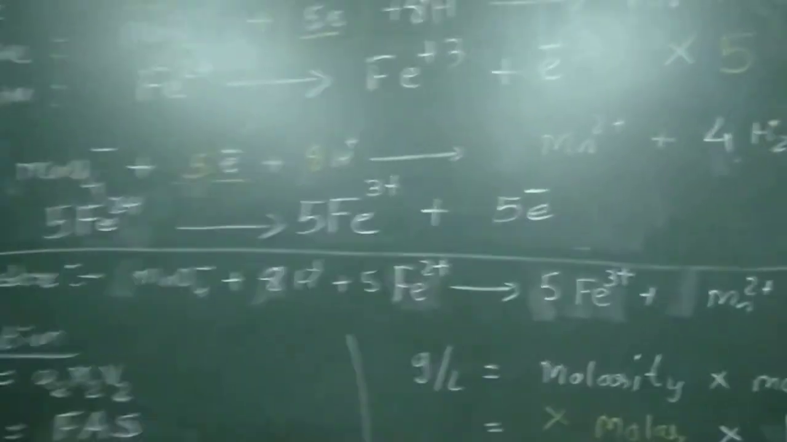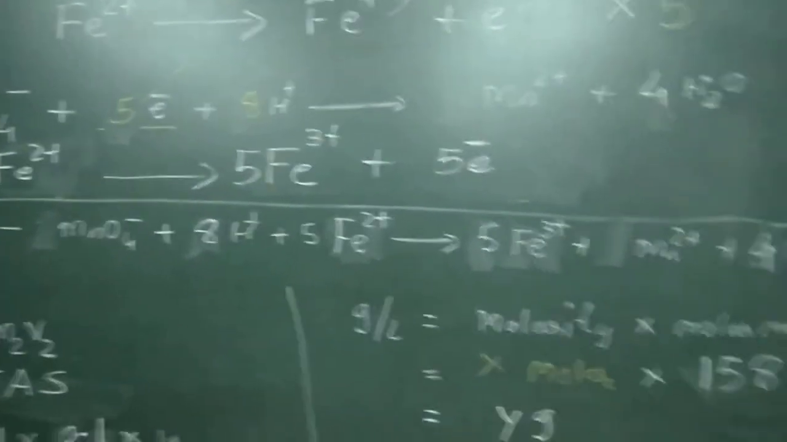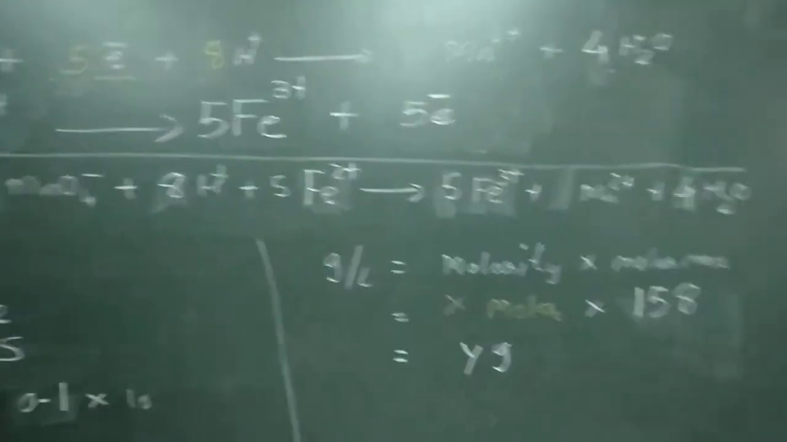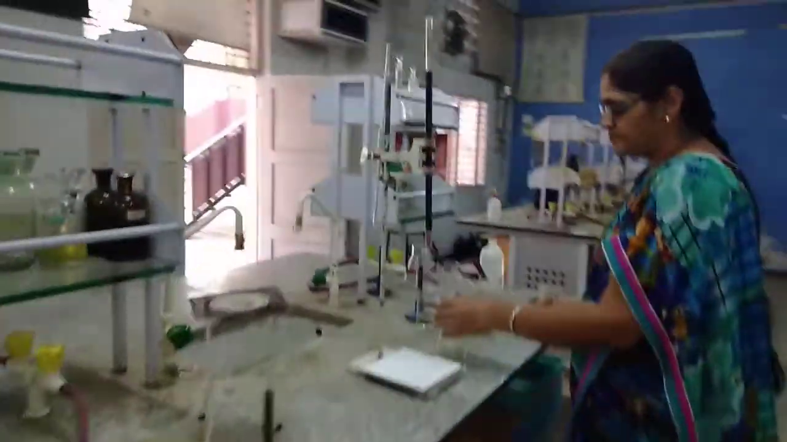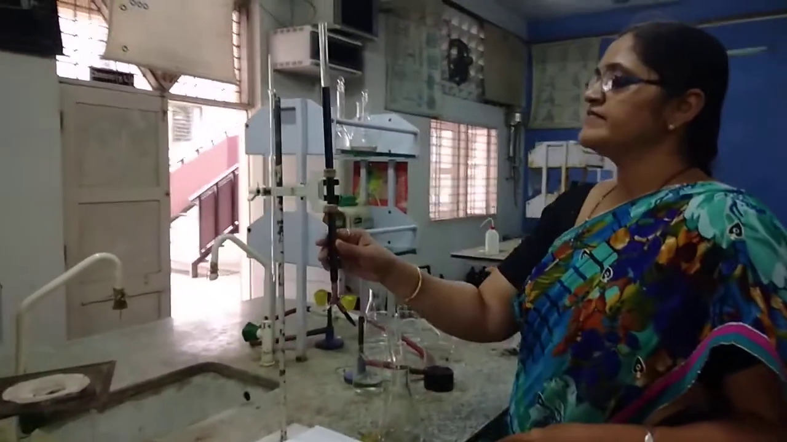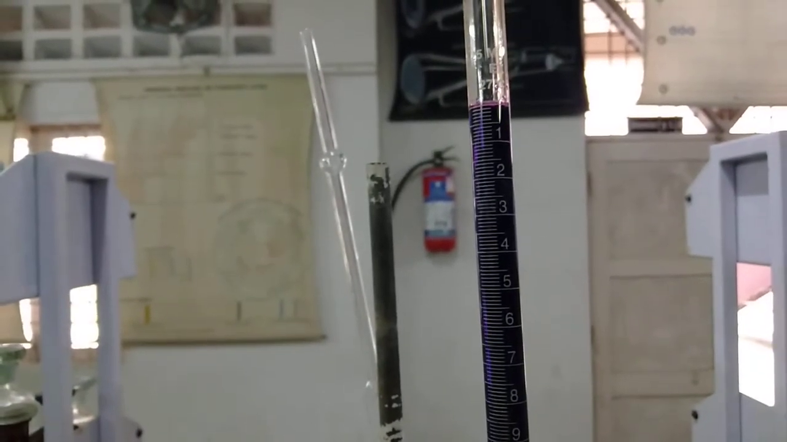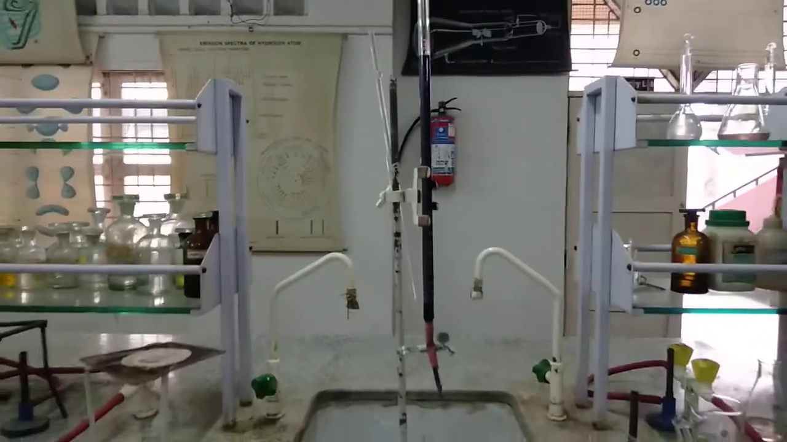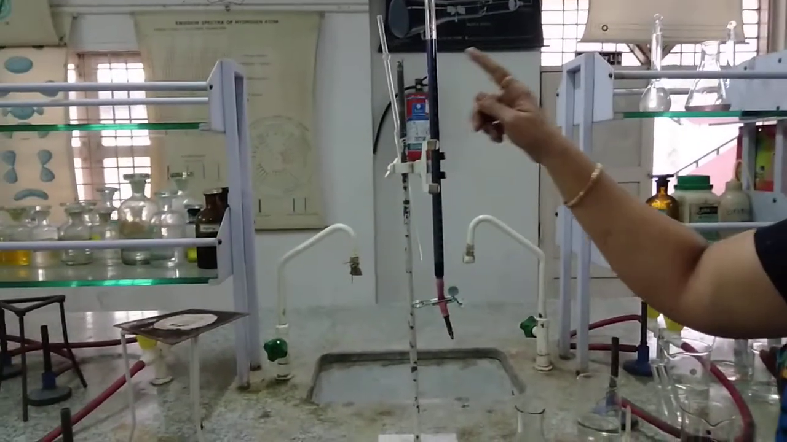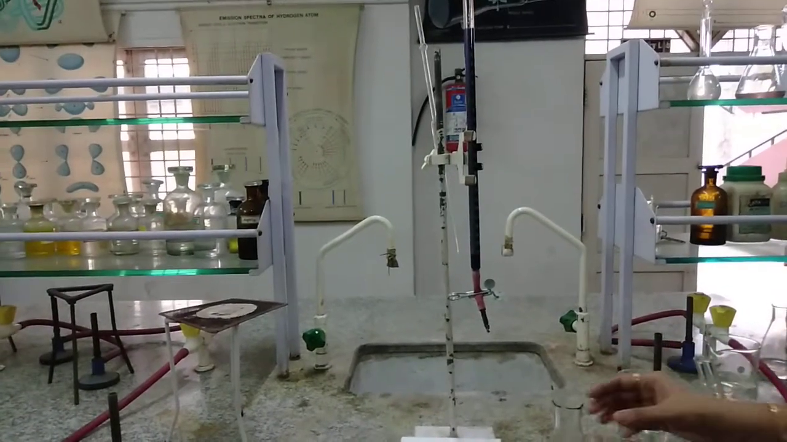Now let us see how we are going to perform the titration process. Now students, we know that we have to fill this burette up to the 0 marking, and here the upper meniscus should be read. The solution is not a colorless solution. If it is a colorless solution, then we are going to check the lower meniscus. But the solution is not colorless, so we are going to check it with the upper meniscus.